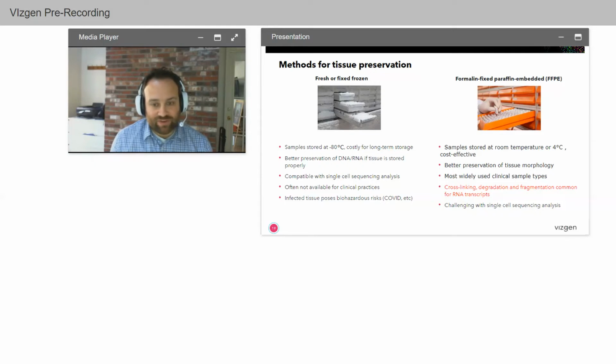However, we know that FFPE samples, formalin-fixed paraffin-embedded samples, are the most widely used clinical sample type, especially within oncology. This is a very common sample preservation system. These samples can be stored at room temperature, and they're also very good at preserving tissue morphology. The problem here is that it cross-links the tissue, degrades it, and can oftentimes fragment RNA transcripts. So even though we have a great deal of archival samples stored this way, it presents a problem in trying to analyze this and get at the RNA within the tissue.